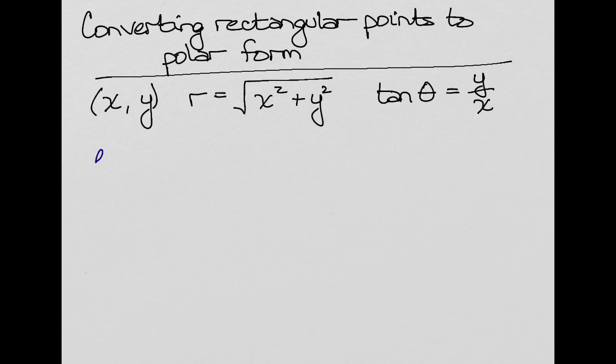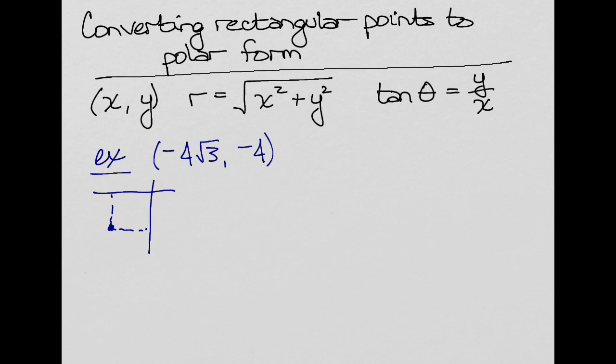So, for example, I have the point negative 4 root 3, comma, negative 4. That's in rectangular form, and I want to change it to polar form. So I'm going to notice this point is in quadrant 3. X is negative, y is negative, so it's somewhere over here. And we can name it with x and y, or we can name it with r and theta.